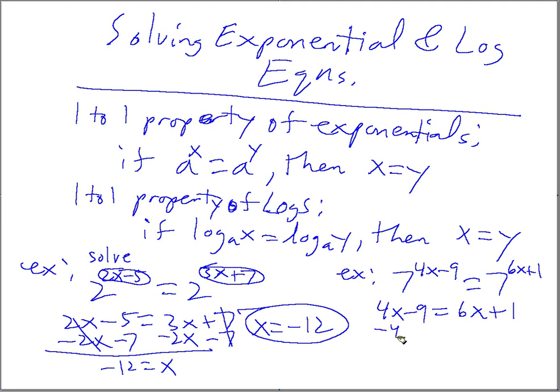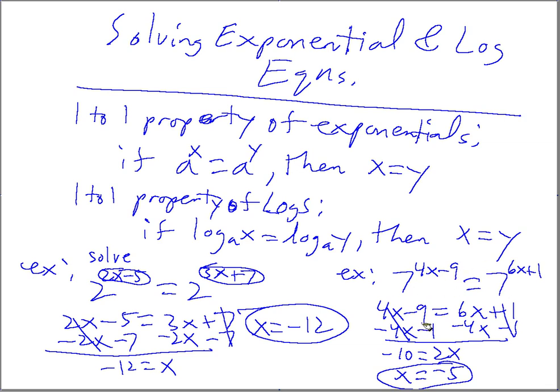Again, we'll get the x's on the right by subtracting the 4x. Easy equation to solve. And we'll get numbers on the left by subtracting the 1. So we get negative 10 is equal to what? 2x. Dividing both sides by 2, we get x to be what? Negative 5 as our solution. Alright? So as you can see, this is not difficult at all. We just simply set the exponents equal to each other if the base is the same.